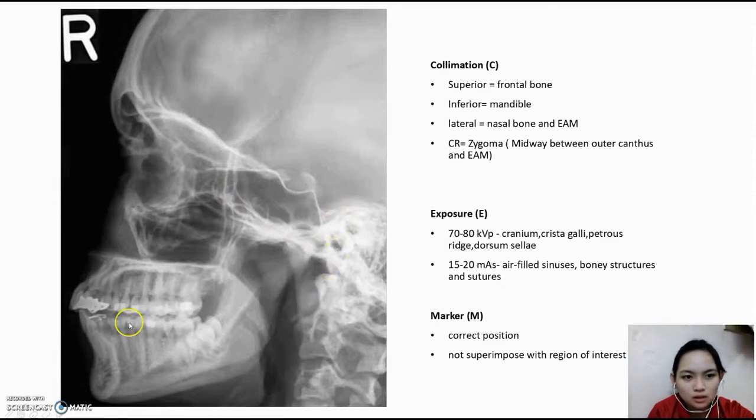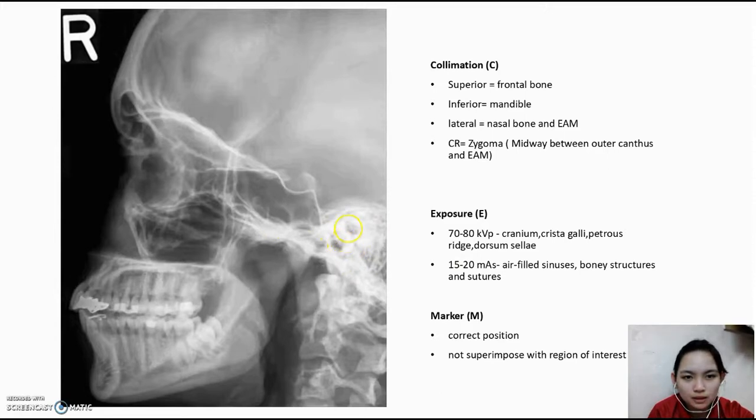There is an artifact. The normal range for the kVp is 70 to 80. The kVp is adequate because the bony trabecular pattern and the cortical outline of the cranium, histogram, petrous region, and the dorsum sellae can be seen.